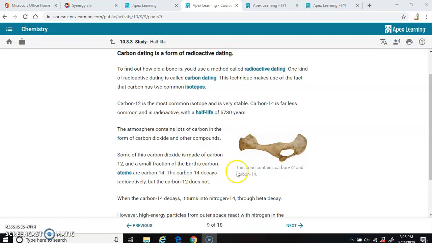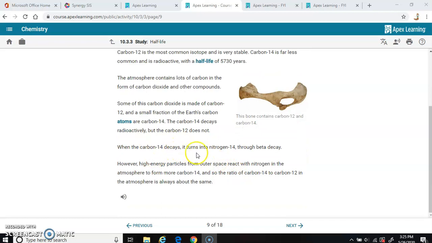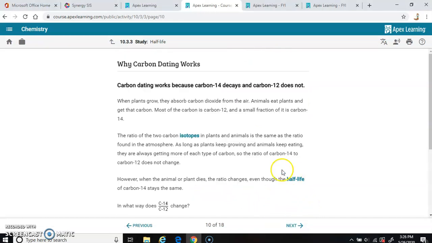So it decays and turns into nitrogen-14 through beta decay. Remember, it adds a proton, turns into nitrogen, which is number 7 on the periodic table, where carbon is number 6. And the atmosphere always has about the same ratio, and we can kind of track what's going on. So it works because carbon-14 decays and carbon-12 doesn't.